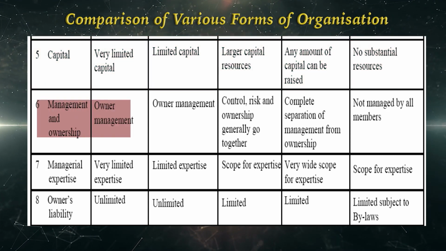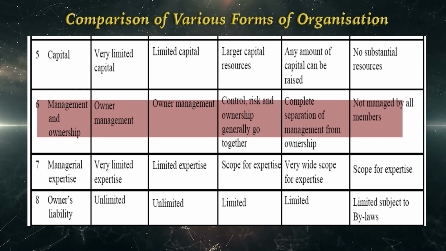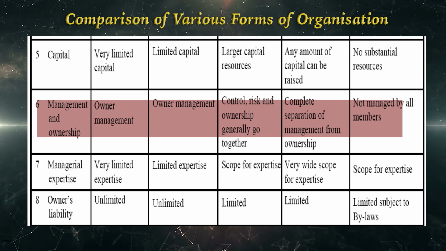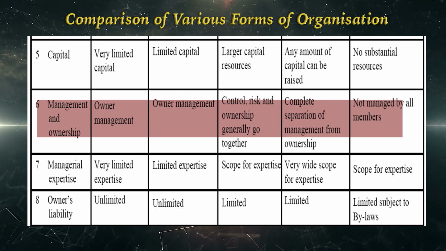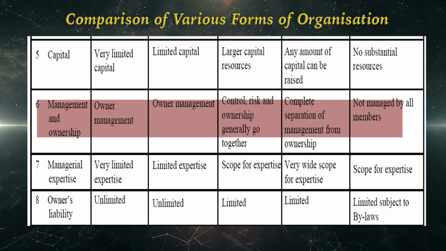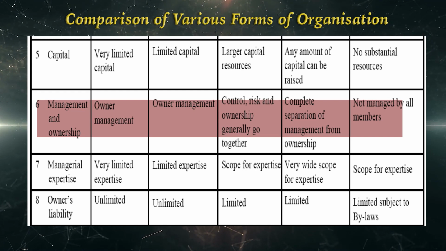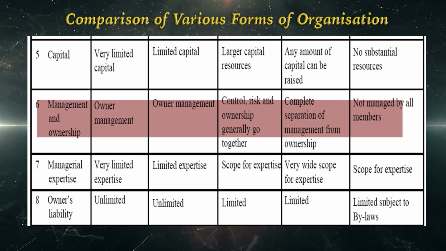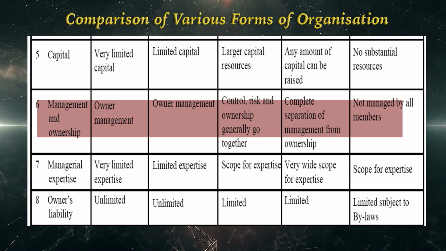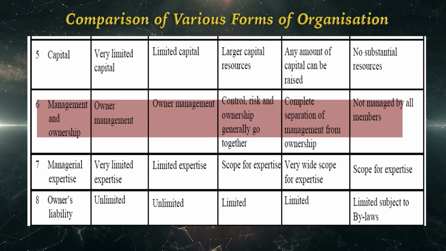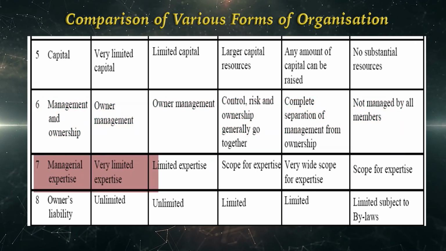So as far as management and ownership is concerned, under the sole proprietorship, the owner is the manager. Under the partnership also, owner and management are the same. Under the private limited company, control, risk and ownership generally may go together. Under public limited company, there is a complete separation of management from ownership, and under cooperative organization, it is managed by all members.